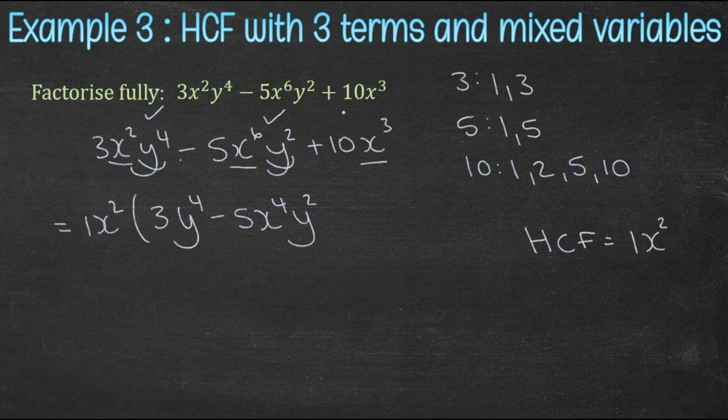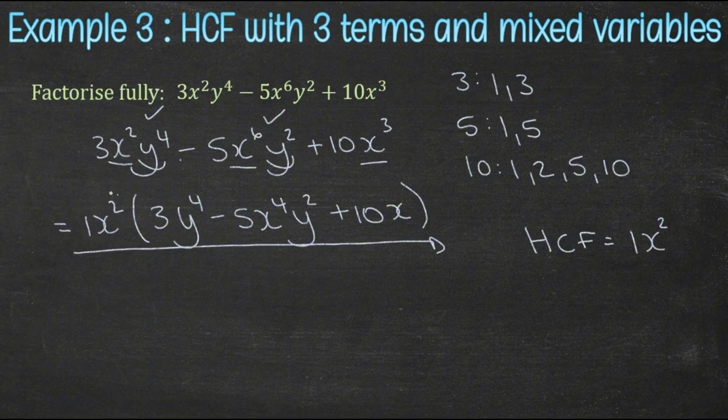And now I'm left with this positive 10x cubed. Positive 10 divided by 1 gives us positive 10. And x cubed divided by x squared gives us x. 3 minus 2 is 1, and I don't write that 1 down. And I am done. You can do step 8 if you want to, and that is by taking this monomial and multiplying it into every term in this trinomial. And that's it for this lesson.